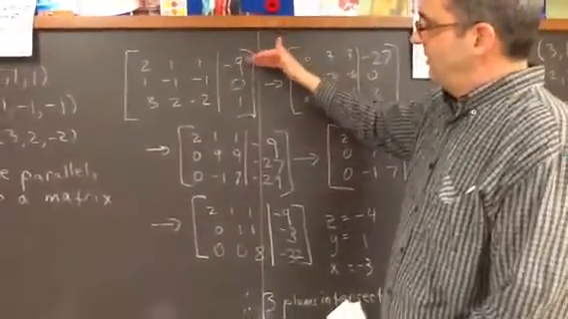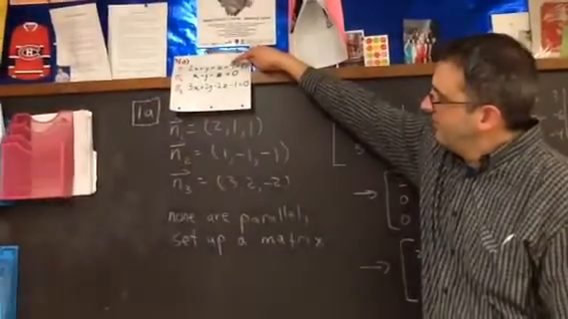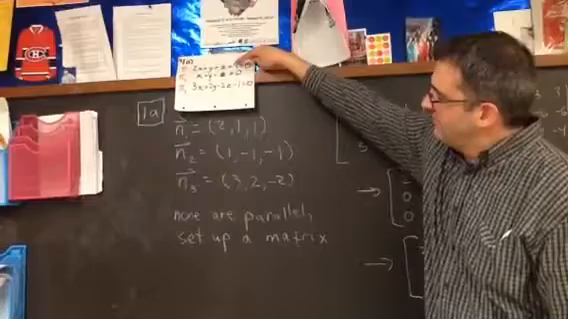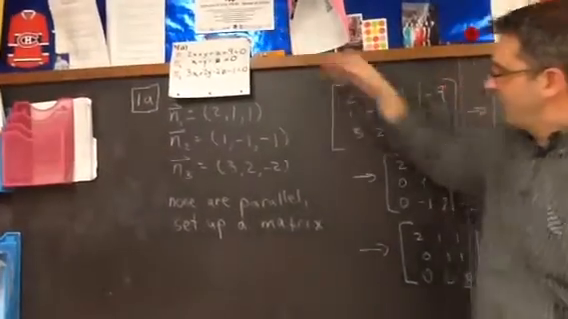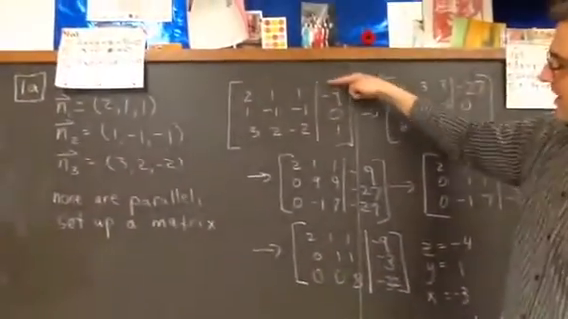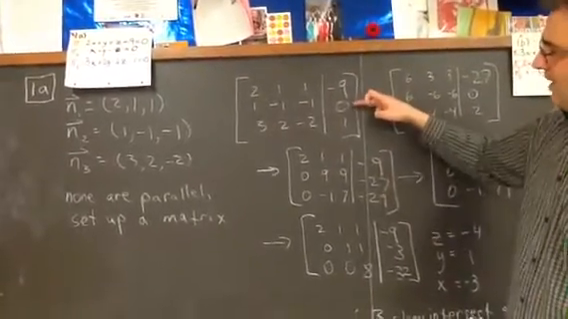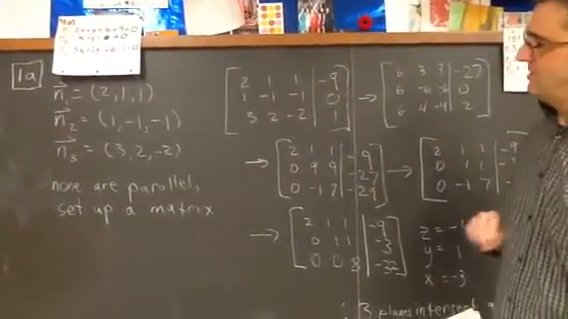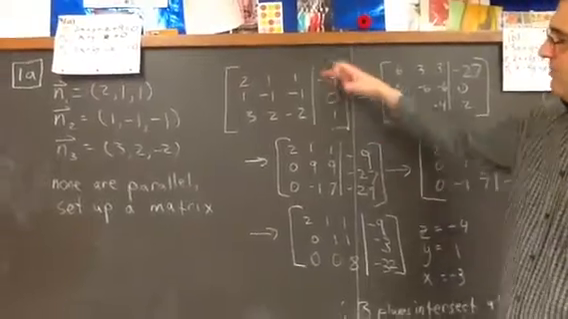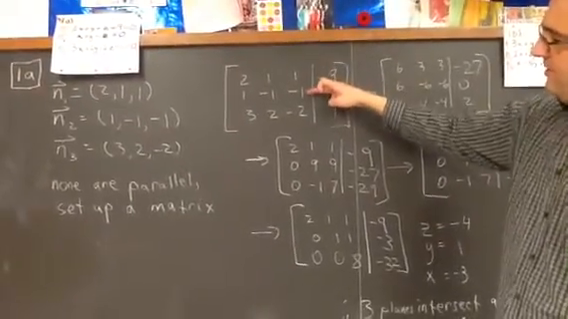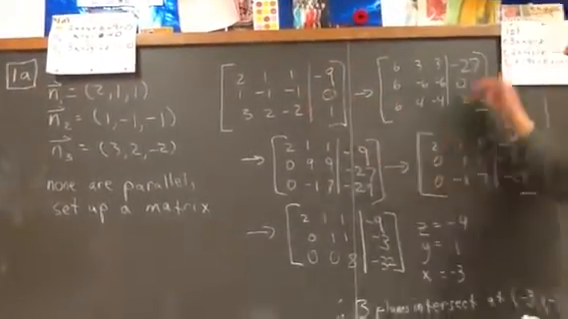So we have 2, 1, 1, negative 9. Notice that we take the 9 on the left side, we subtract 9 from both sides, and we end up with negative 9 on the right. And so when we use our augmented matrix, we have negative 9. We've got 1, negative 1, negative 1, 0, and 3, 2, negative 2, 0. We're going to multiply this row by 3, this row by 6, and this row by 2.